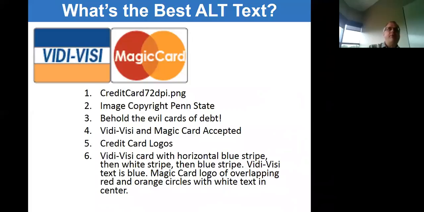So four is probably the best one. Five, credit card logos. So what? That doesn't really tell you anything. Okay, there are credit card logos, but why are they there? That's probably right, the one I would have done, just because that's what it is. Try to describe the image in the context of why it's there.